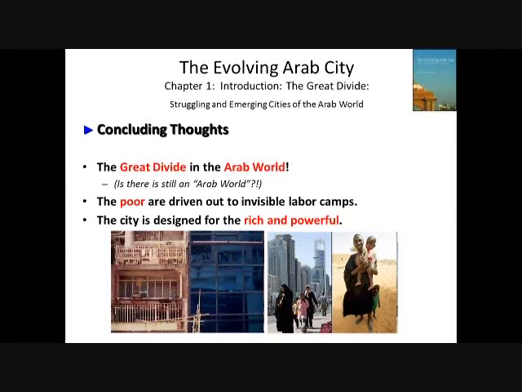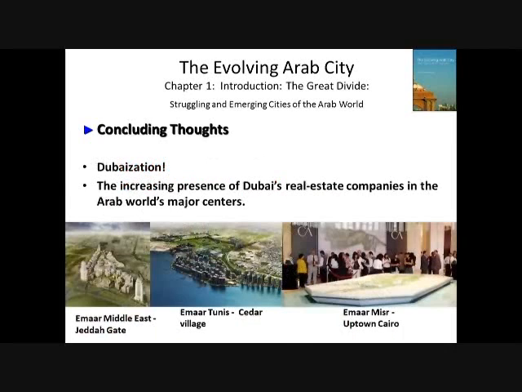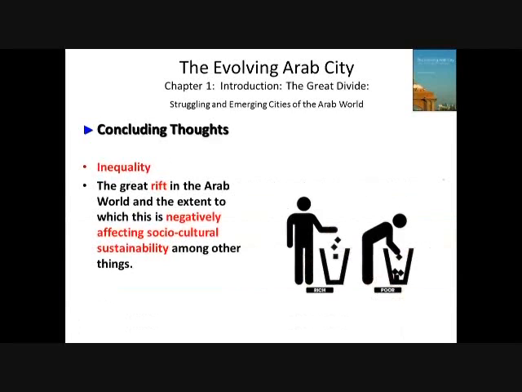The poor are driven out to invisible camps. They are not seen. So if they are not seen, they are not there. So some cities do not recognize everyone. It's designed for the rich and not for everyone. So Dubaization is this spreading of Dubai all over the world, in Jeddah, in Tunis, in Cairo, in Amman, I mean, everywhere there is an influence of what's happening in Dubai on the cities.